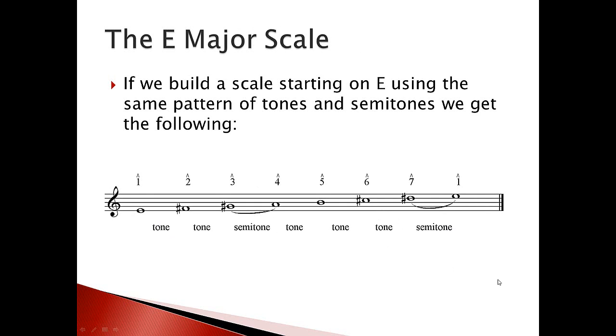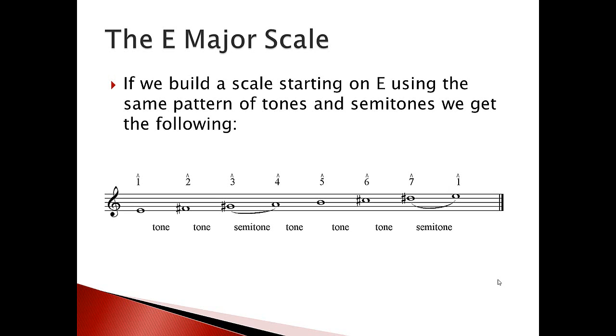If we build a scale starting on E using that same pattern of tones and semitones, we get a scale with four sharps. So we start on E, now we've got to have a whole tone with the name F. If we just go to F, that's a semitone, so we've got to go to F sharp. A whole tone above F sharp is G sharp. Now we need a semitone above G sharp, which is A. A whole tone we need again. A whole tone above A is B.